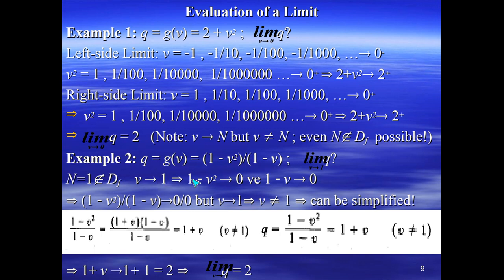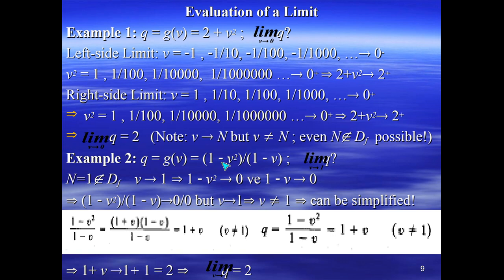So when v goes to 1, 1 minus v square goes to 0, and 1 minus v goes to 0 as well. So the whole thing goes to 0 over 0, and this is an indeterminacy. But v goes to 1 does not mean v is equal to 1, it means v is not equal to 1. So we can simplify the expression.